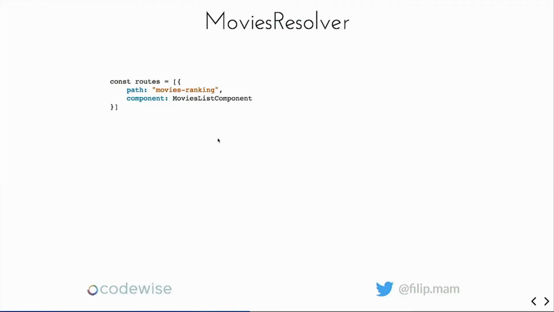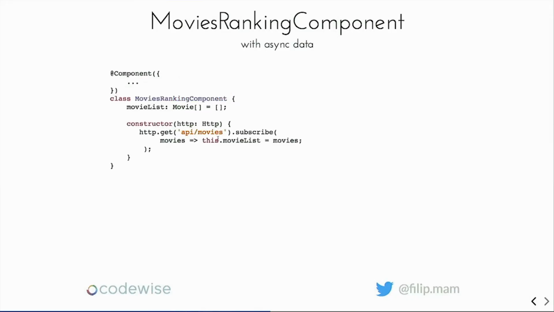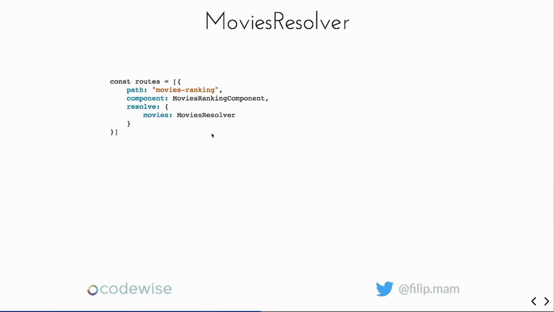So let's just create a basic resolver for that component. First thing you need to do, of course, is go to your routes and add a resolver property, which is an object. It will be merged into the data of the activated route service. And you need to think about the property name that you are going to use. Since we are getting movies here, we just named it movies.